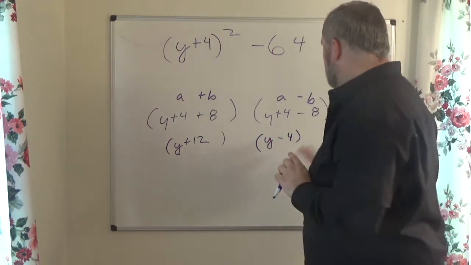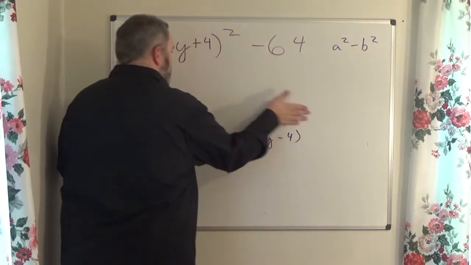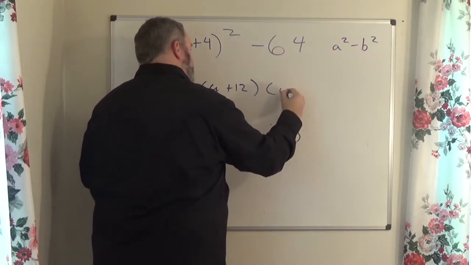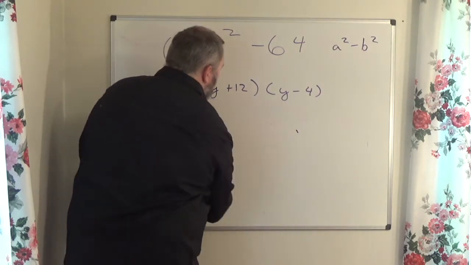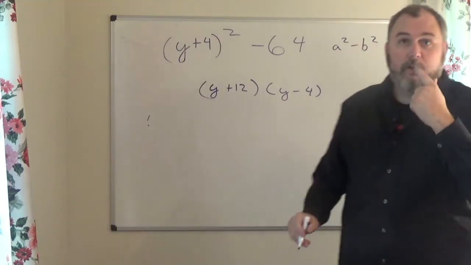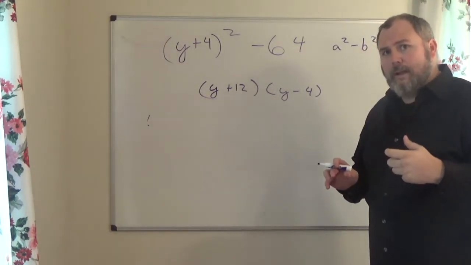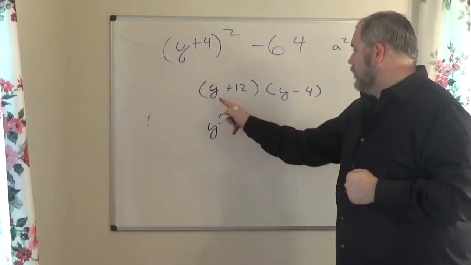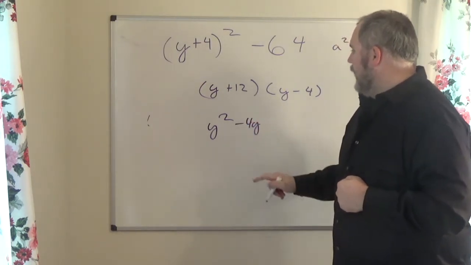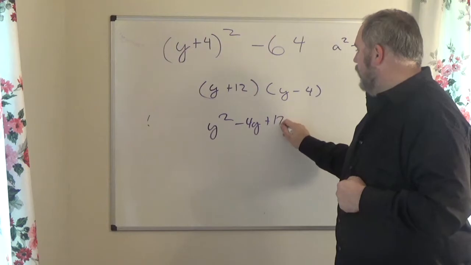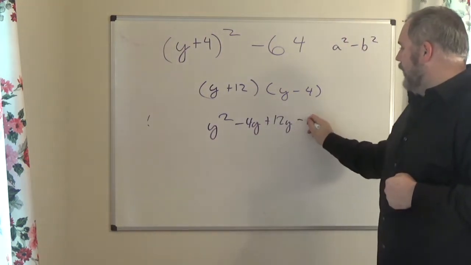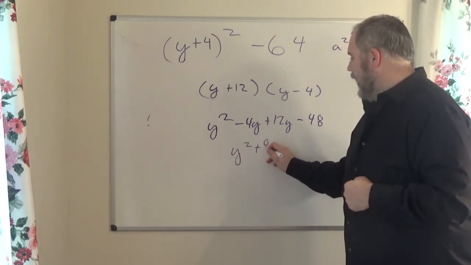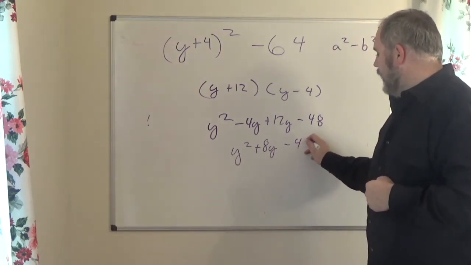Well, guess what you get to do? Multiply it. So let's find out. So our answer that we came up with when we factored this piece out was y plus 12 and y minus 4. Okay? That's what we got. So let's multiply by using what method? FOIL. First, y squared, outer, minus 4y, inner, plus 12y, last, minus 48. Simplify, y squared plus 8y minus 48.